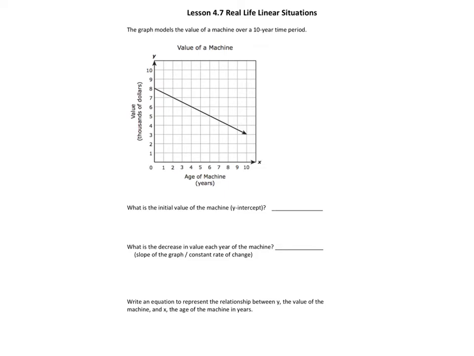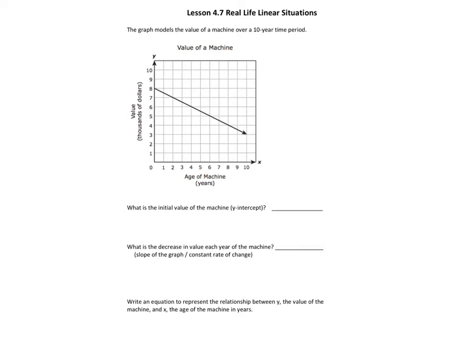Some things we can pick out is that the graph is downward sloping. It doesn't start at the origin, it starts up here at the top at 8. And we can see that the y value represents the value, and the x value represents the age or the years. So now let's answer some questions.